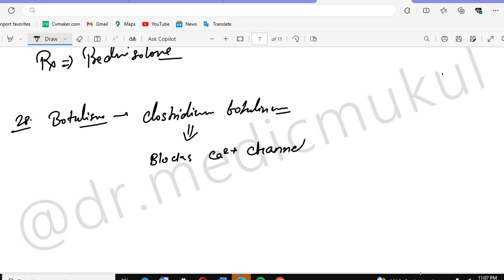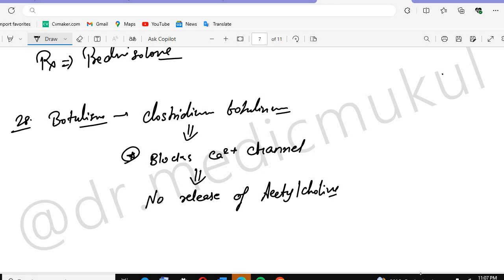This is also a very important point. C4, remember Clostridium, and C4, remember the calcium channel. So it will block what? It will block the calcium channel. If it blocks the calcium channels, what will happen? There is no release of acetylcholine.